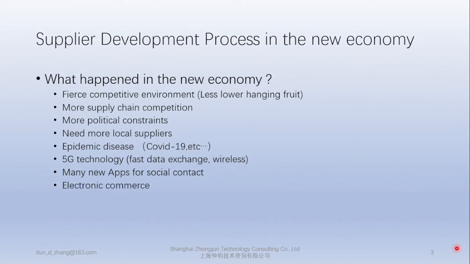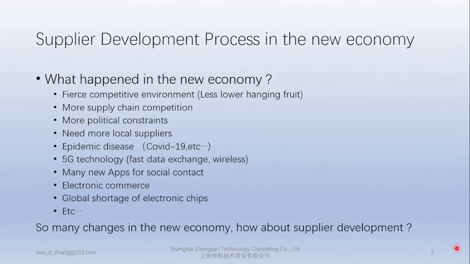We have electronic commerce. We buy and sell products through the internet. One more thing is a global shortage of electronic chips. It's become even worse recently, especially for the automotive business. They have to reduce the output, etc., etc. So many changes in the new economy.